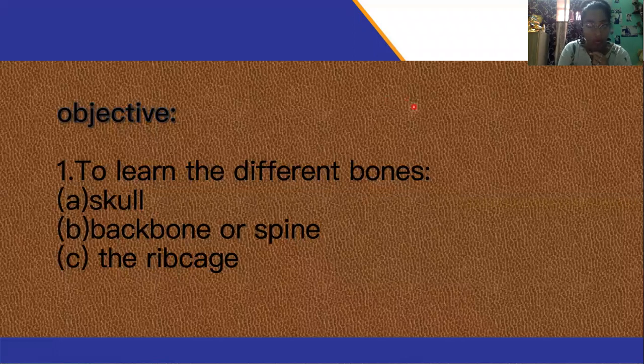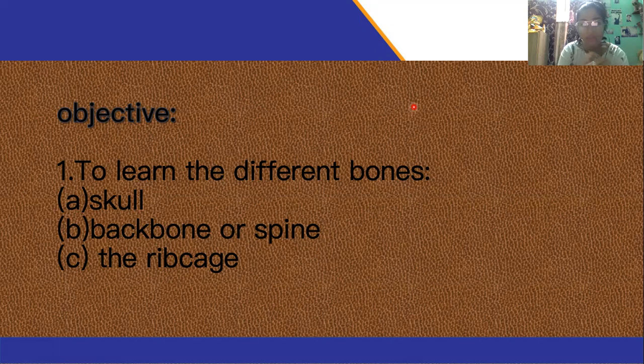So now let's see what are the objectives of today's video. To learn the different types of bones that are there in the skeletal system. The first one being the skull, the second one being the backbone or the spine, and lastly we have the rib cage.